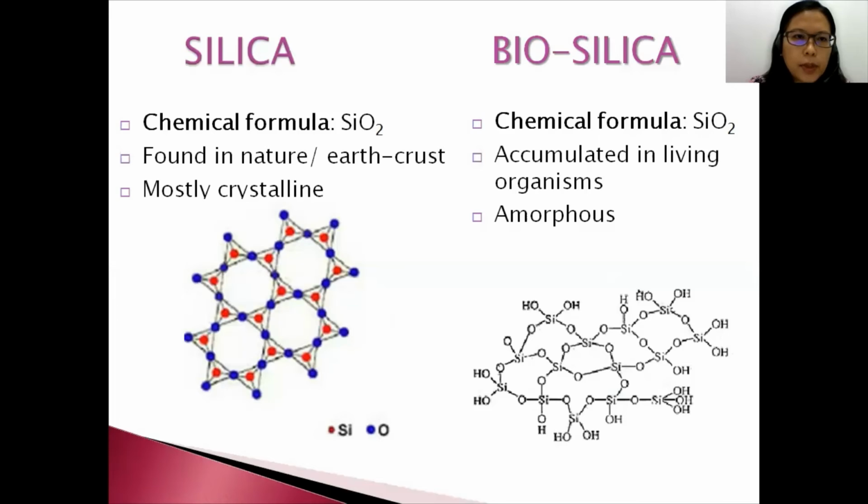So what is the difference between silica and biosilica? Both have a similar formula, which is SiO2, but biosilica is generally found in living tissues, and it has an amorphous structure, in contrast to silica, which has a crystalline structure. And biosilica is generally not harmful. It is quite safe and also edible, so it can be used in the food industry.